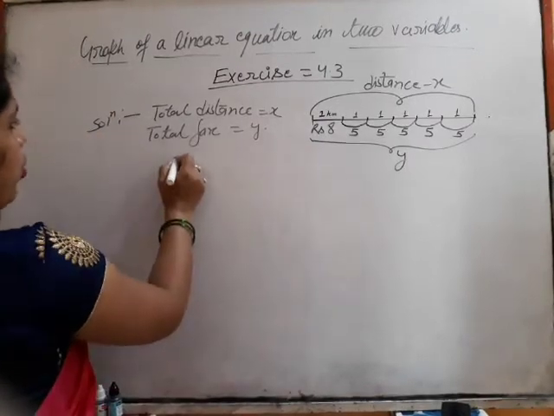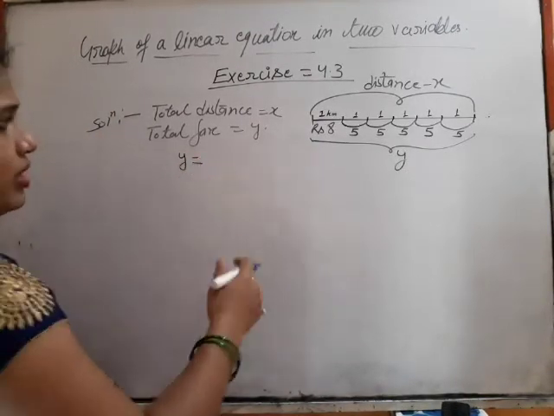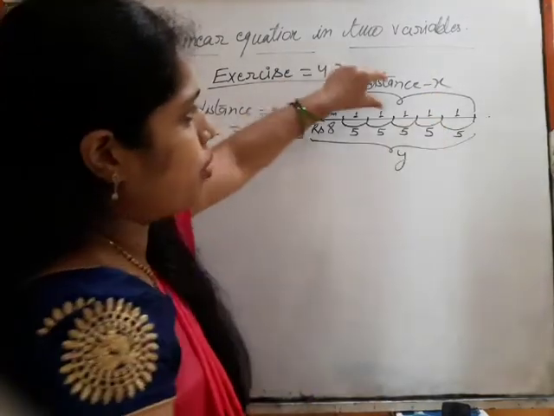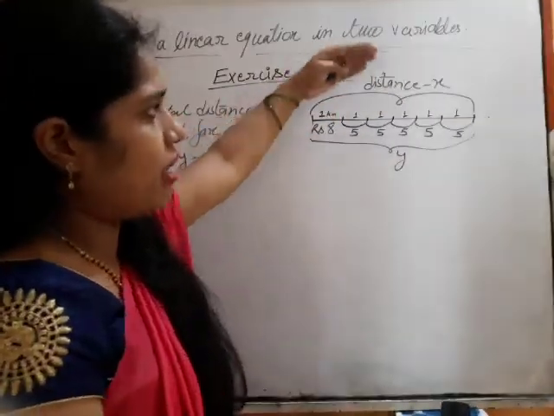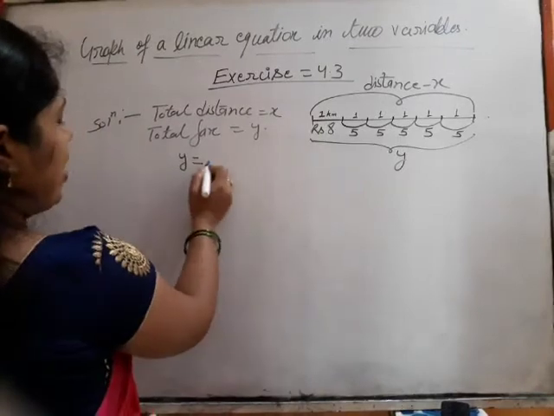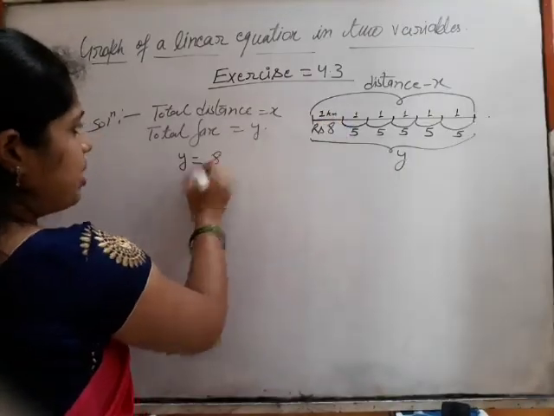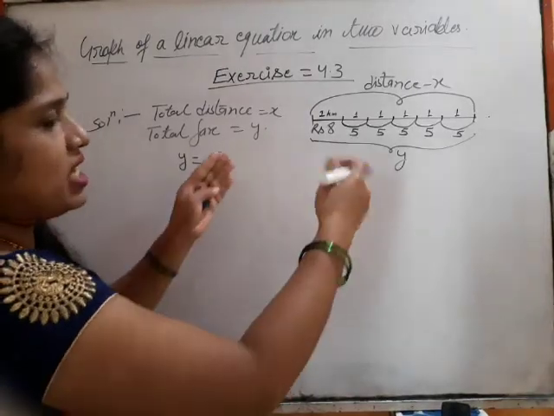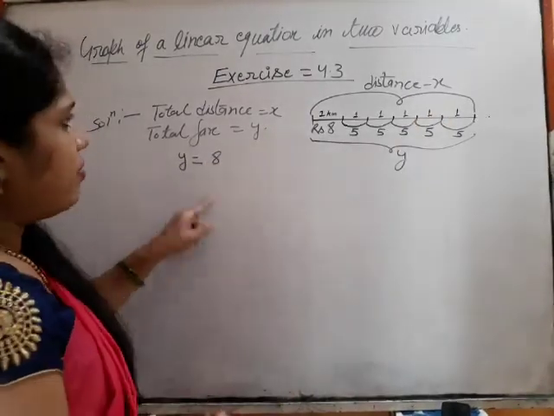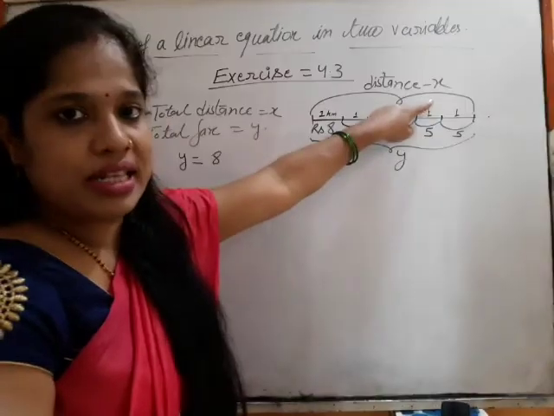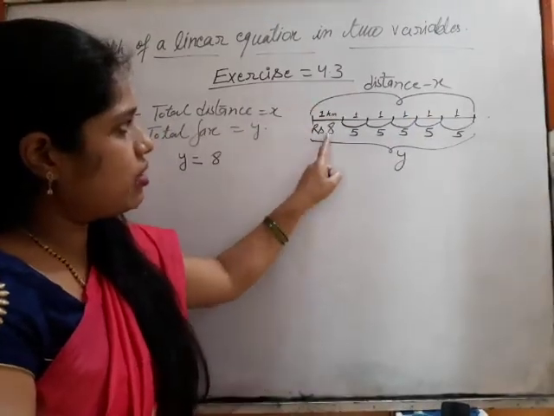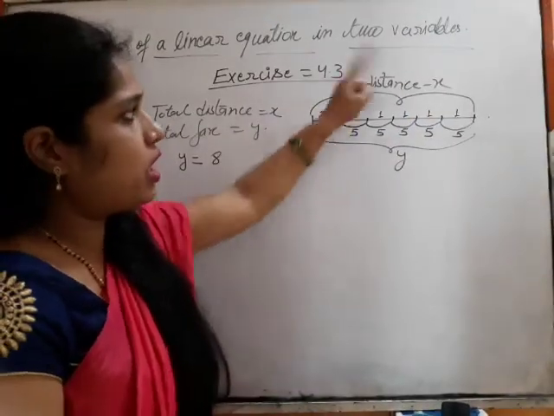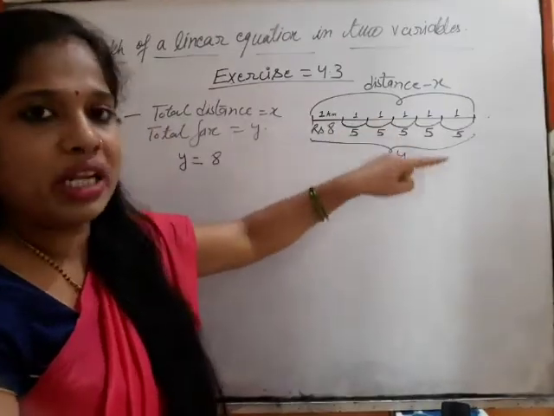Okay. So y is equal to, we have to write the total fare which will include the information which I have mentioned above. Okay. So y is equal to, for the first kilometer is rupees 8. Now what is happening with the other kilometers? The total distance is x. For the first distance is 8 rupees fixed. For the other distances 5 rupees per kilometer each.